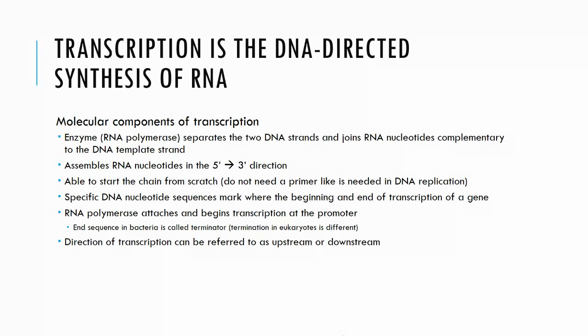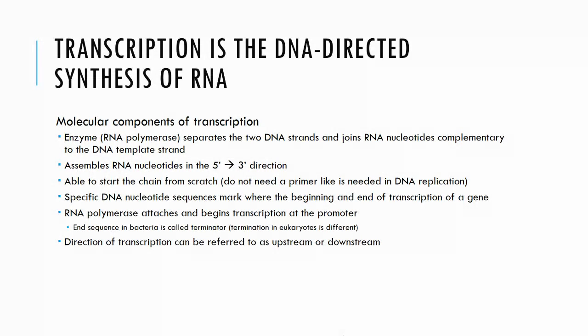Now we'll move on to the process of transcription. An enzyme, specifically RNA polymerase, separates the 2 DNA strands and joins RNA nucleotides that are complementary to the DNA template strand. It is going to assemble RNA nucleotides in the 5' to 3' direction. RNA polymerase is able to start the chain from scratch, so it's not going to need a primer like is needed for DNA replication. And if you'll remember, that primer in DNA replication is a little bit of RNA.